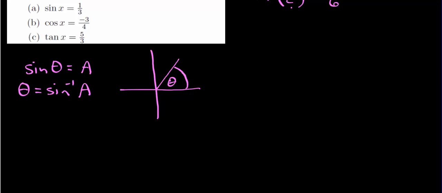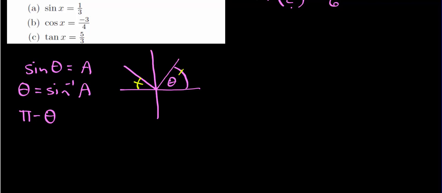But you know there's another angle that also has sine of theta equals a. In other words, there's another angle over here whose sine is also a. Now, if you think about it, this angle here is going to be the same as that one. So we need to figure out what that other angle is. Well, it's going to be pi minus theta. Yeah, that's what that other angle would be.